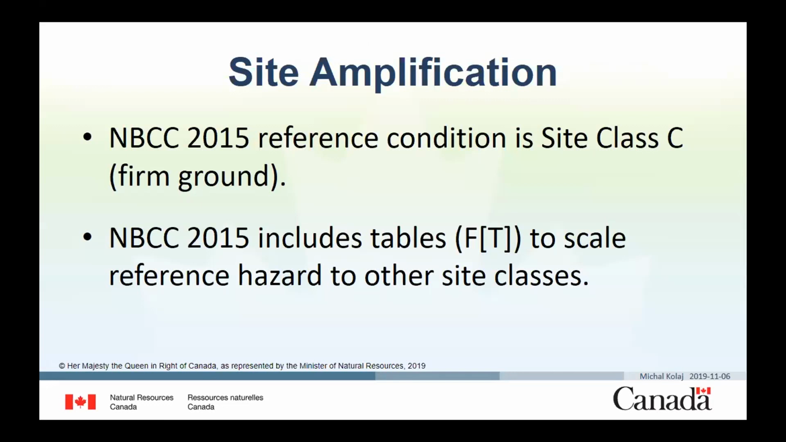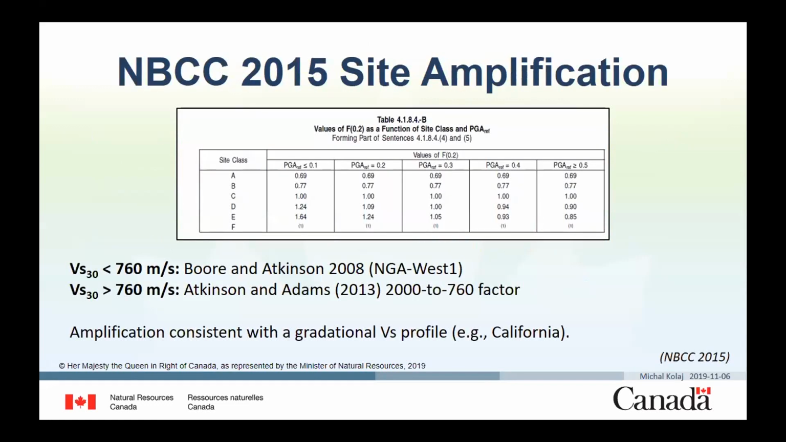If you're on bedrock, on hard rock, the shaking is typically less than if you were on soft soil or on clay. And so we try to include this in a hazard assessment by doing what we call a site amplification. And the way it worked in 2015 is you would effectively calculate hazard across Canada for site class C, which is what we call firm ground, and then you would go to a table and figure out what your local site condition was, and then use this table to scale your value to determine what your hazard was at your site, whether you were at hard rock or very soft soil.